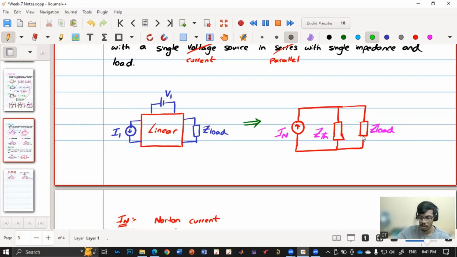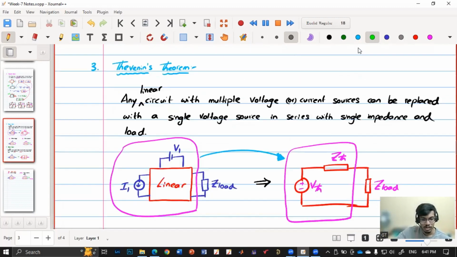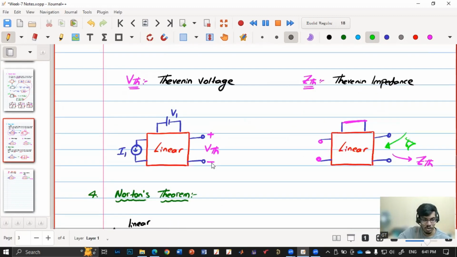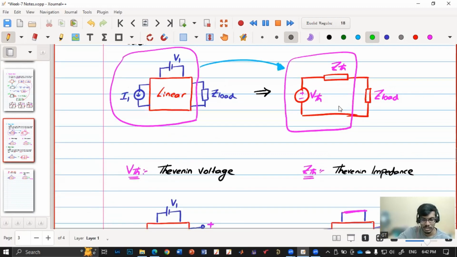So is this point clear? I'll just summarize these two. So in Thevenin's theorem, the circuit is replaced with a single voltage source, Thevenin voltage, in series with Thevenin impedance, in series with the load. Thevenin voltage is obtained by removing the load and keeping all the sources as it is and finding the voltage across these two open terminals. Thevenin impedance is obtained when you remove the load and find the impedance across those two terminals by opening all the current sources and shorting all the voltage sources. And this is the equivalent circuit.